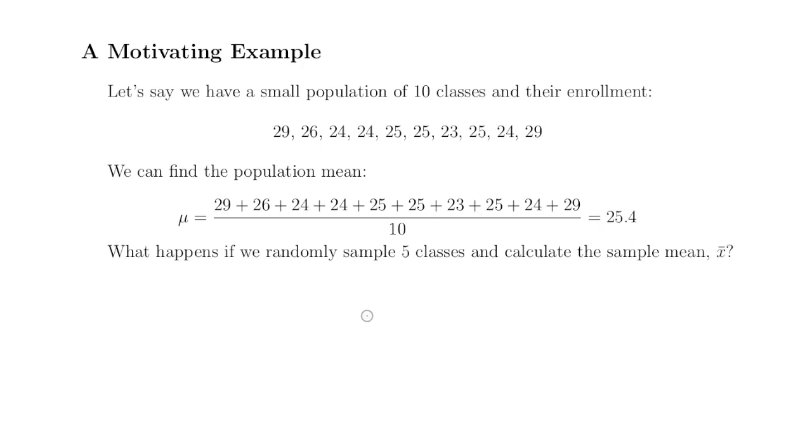But what we want to do is randomly select only 5 of these 10 classes and try and construct a sample mean from here. Now we know, hopefully, x bar will reflect mu. We hope that they're going to be connected to each other, right? The average of a sample should be connected to the average of a population. But let's take a look a little bit more deeply at it.